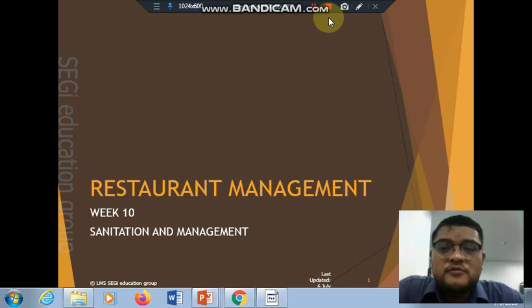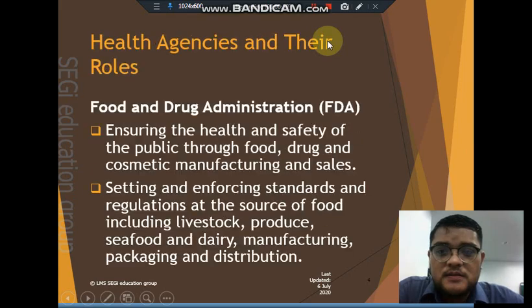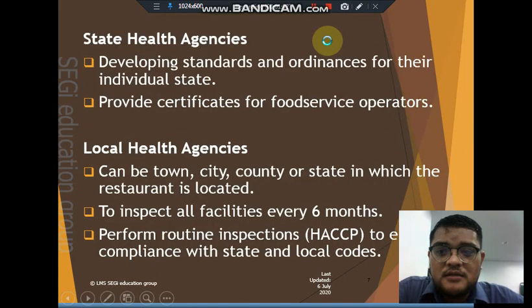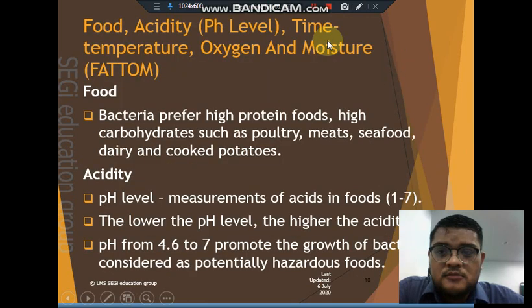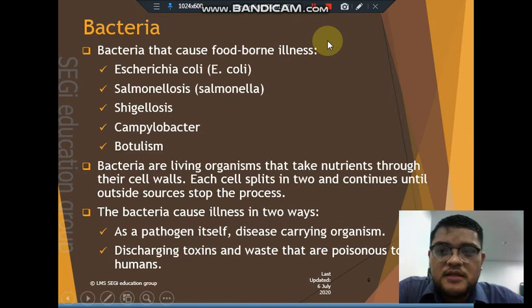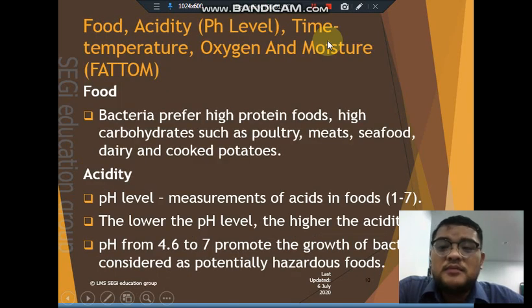for final. For chapter 10, restaurant service management, it is on sanitation and management. So in this chapter you will be learning about food safety and sanitation, and the important topic for this chapter is actually on slide number 10, which is the factors affecting the bacteria growth. So this one, on slide number 9, it discusses bacteria as one of the harmful microorganisms, and slide number 10 is on the factors affecting bacteria growth.